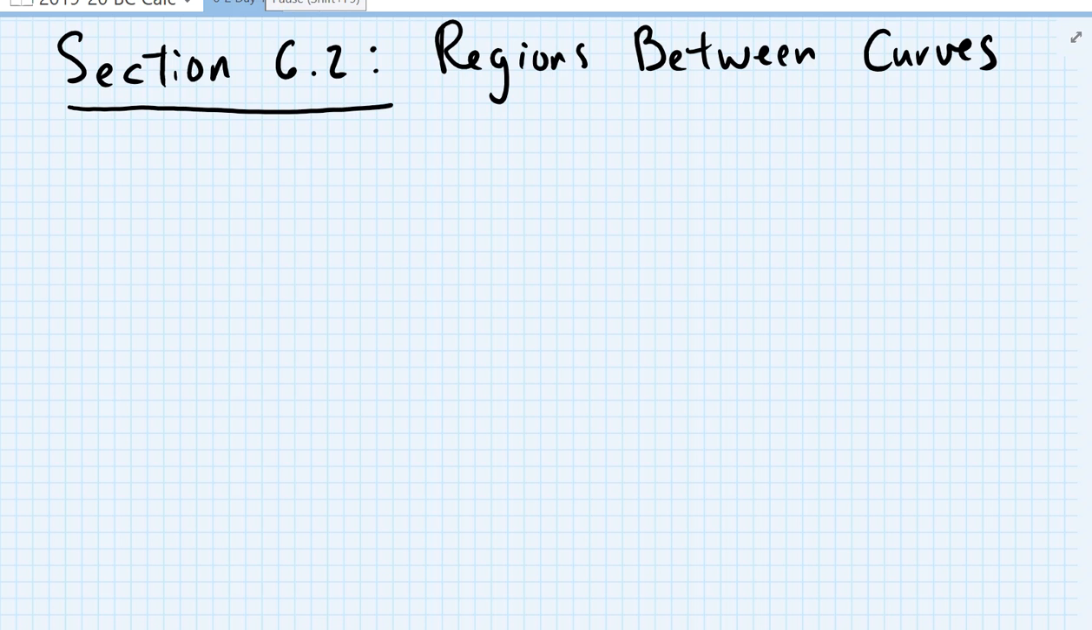Okay, so basically when we're doing region between curves, when you did integration, you did area under curves. So basically between a curve and the x-axis. Now we're going to do between curves. And the best way to show you is to draw you a pretty picture. This is just a pretty picture for fun.